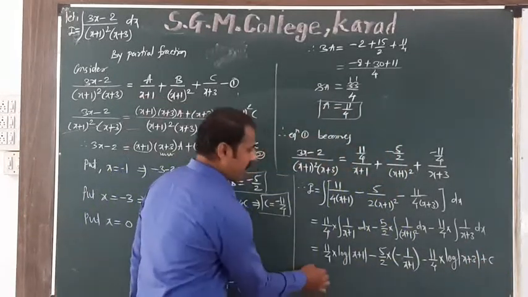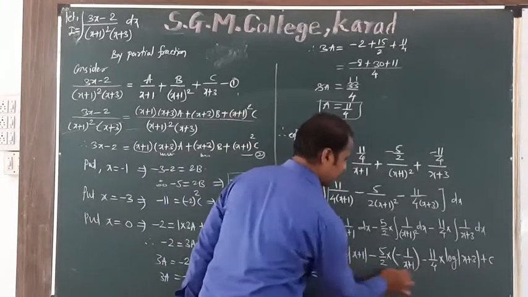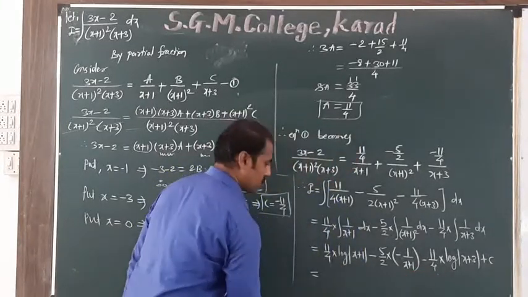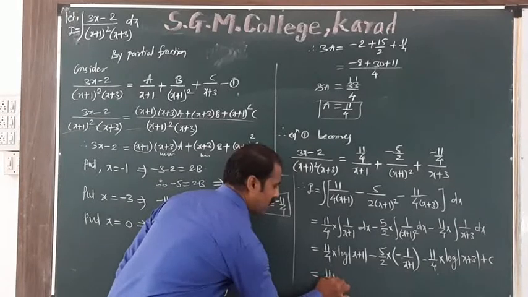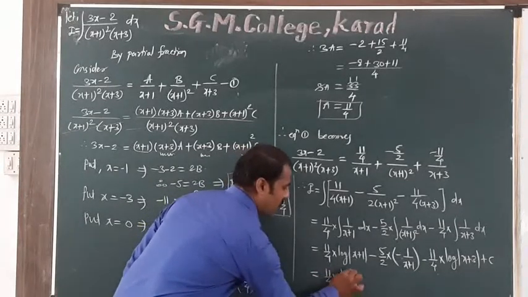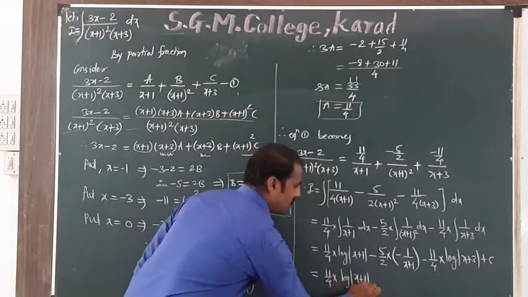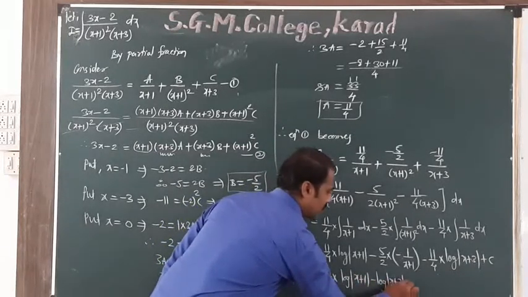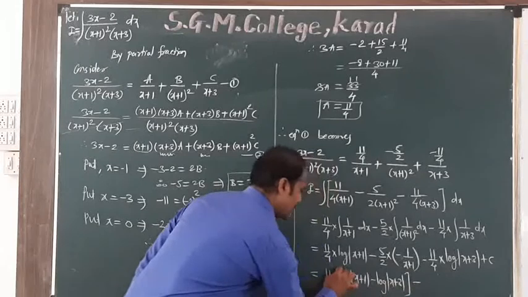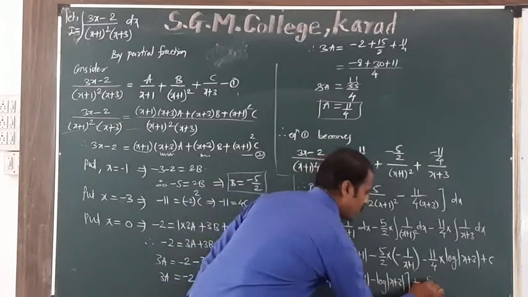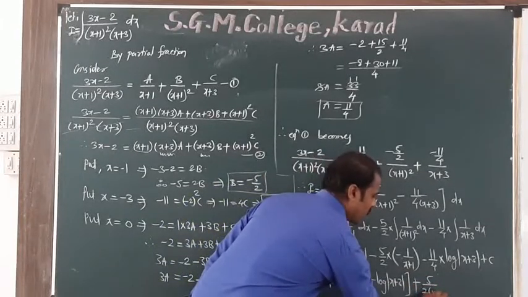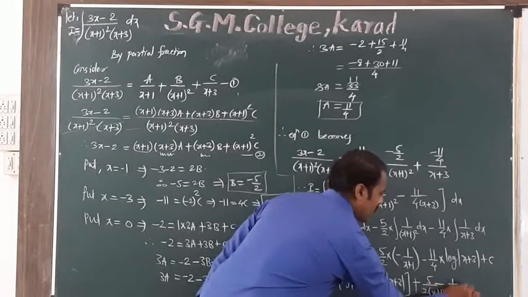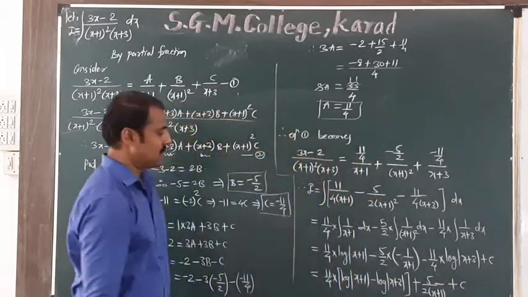Here 11 by 4 is common, so taking common 11 by 4 into log of mod of x plus 1 minus log of mod of x plus 3, minus minus becomes plus, 5 divided by 2 into x plus 1 plus constant of integration c.